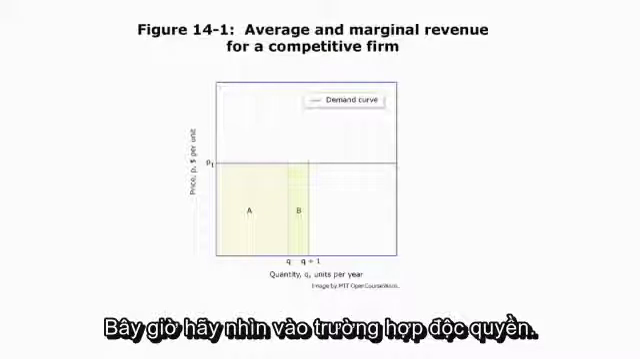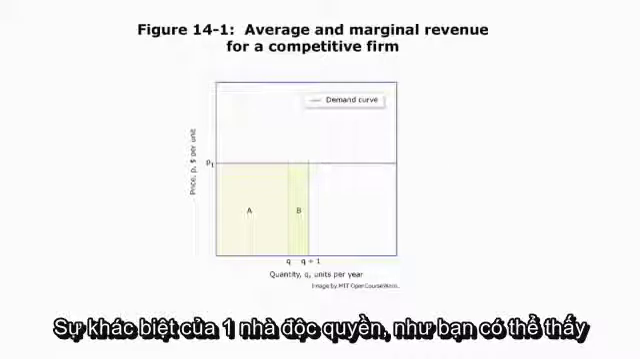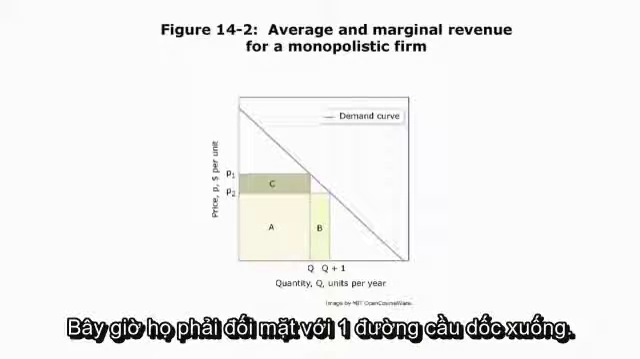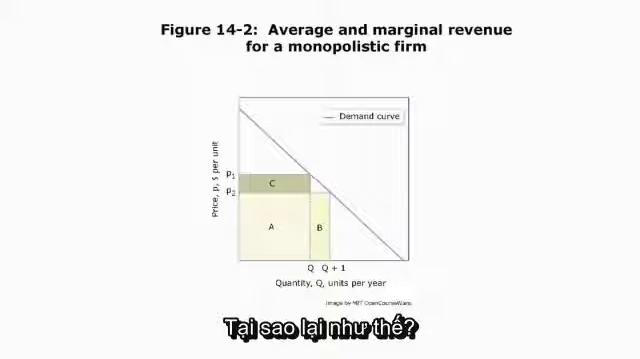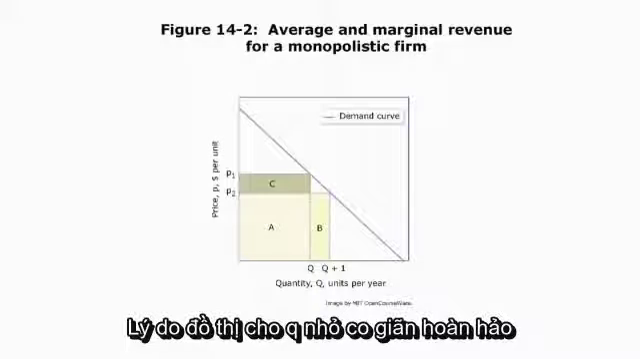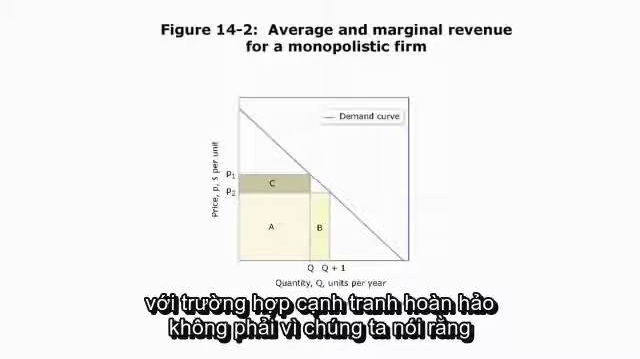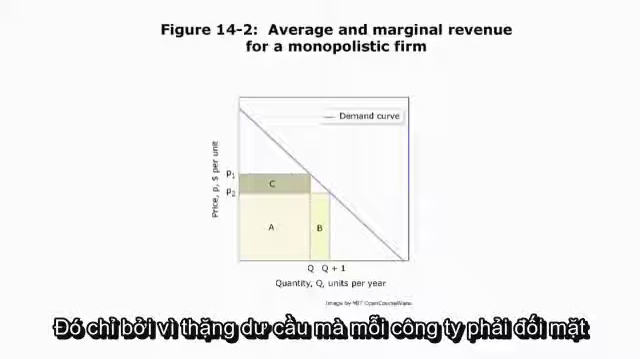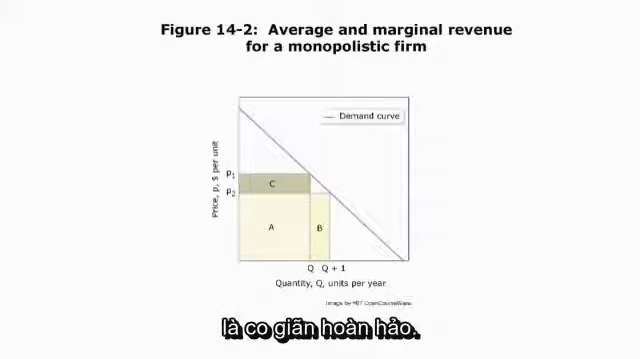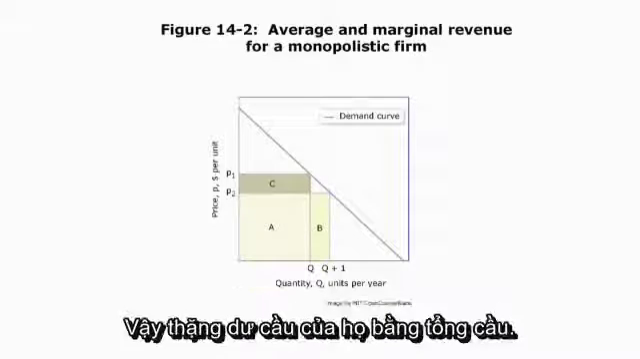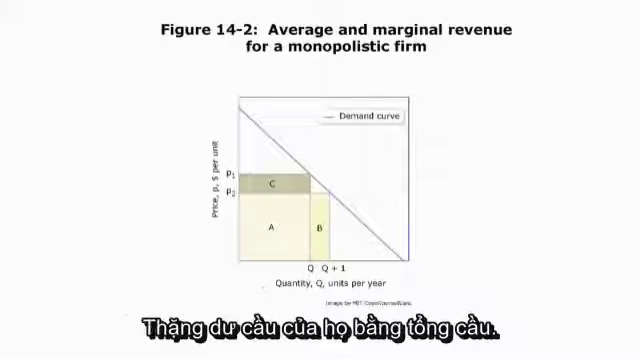Now let's look at the monopoly case. The difference with a monopolist, as you see in figure 14.2, is they no longer face a perfectly elastic demand curve. They now face a downward sloping demand curve. Why is that? Well, remember, this is the graph for little q. The reason the graph for little q was perfectly elastic in the perfectly competitive case was not that demand for the entire good was perfectly elastic. It's just that the residual demand facing any one firm was perfectly elastic. Well, now a monopolist is the only firm in the market. So their residual demand equals total demand.